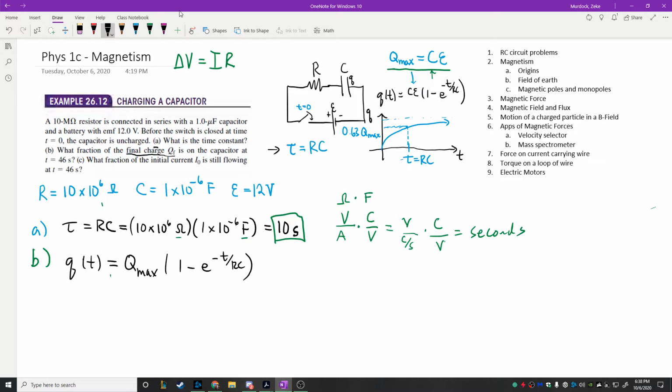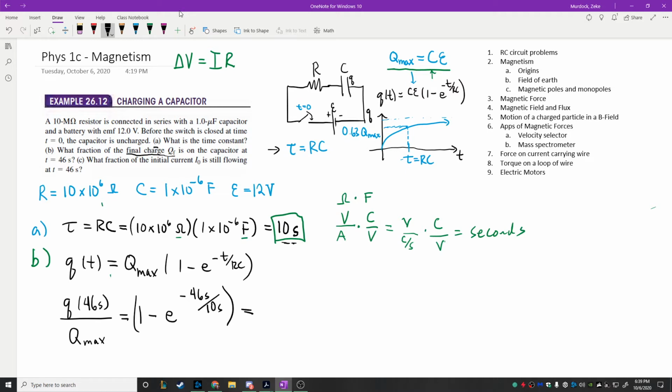And we want to find what fraction of the final charge is on the capacitor at that time. So we need to know what the charge at 46 seconds is. So since it's a function, we'll just write Q of 46 seconds. And we're going to divide that by the maximum charge, Q max. And this ends up being equal to 1 minus e to the negative 46 seconds divided by R times C. Maybe now it becomes clear why you care about finding this. It shows up in your equation. So R times C we just found was equal to 10 seconds right here.